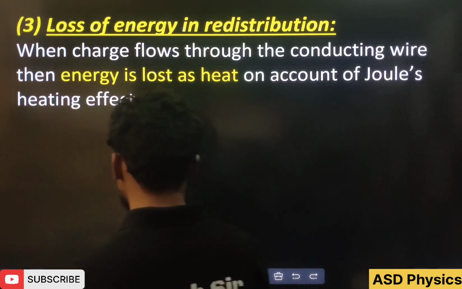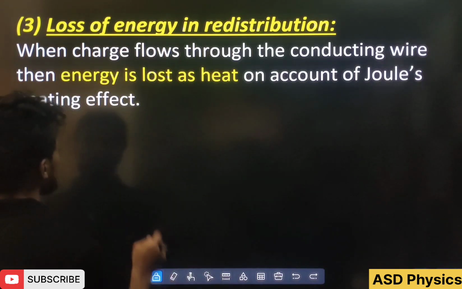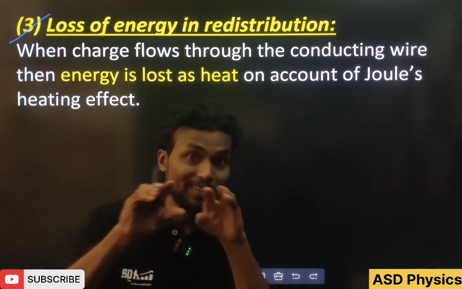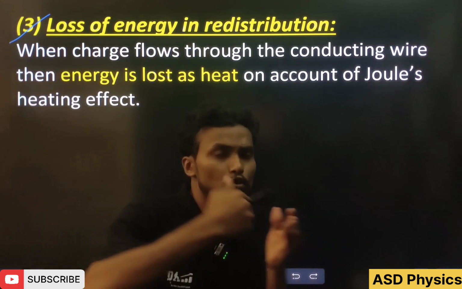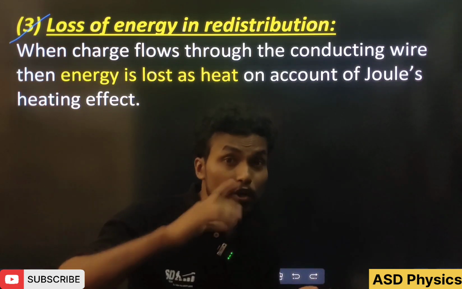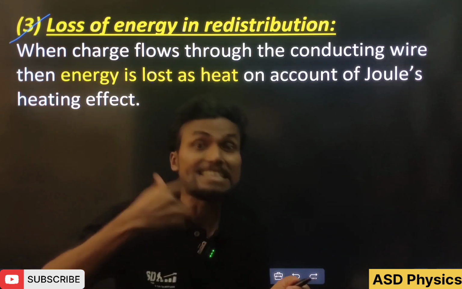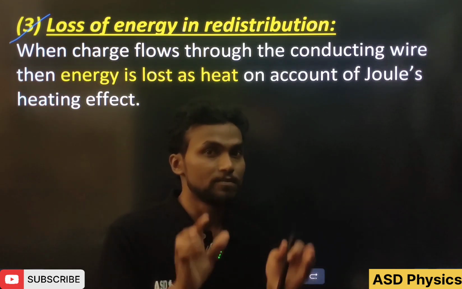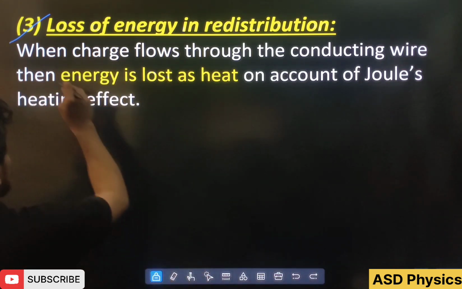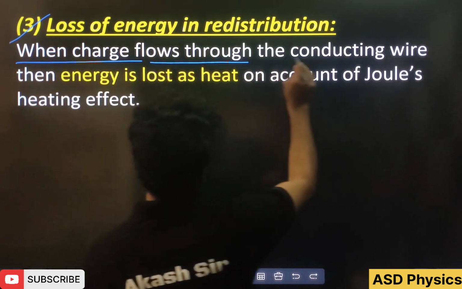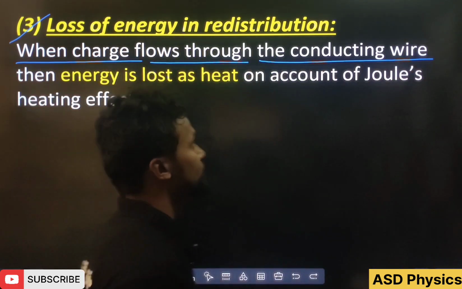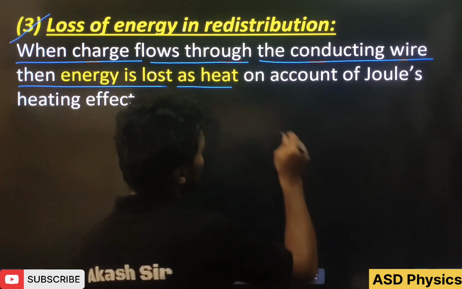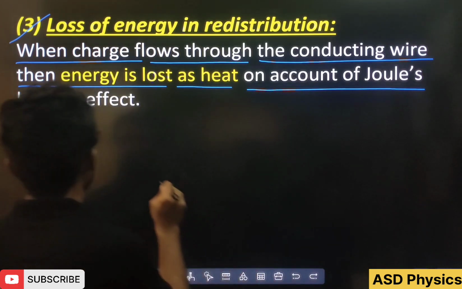So now students, let's see the third one, loss of energy. The moment the conductors are connected by the wire, charges will flow. When the charge flows through the wire, because of Joule's law of heating, the wire will get heated, and in this process some energy will be lost as heat. Now that we are going to see. When charge flows through the conducting wire, energy is lost as heat, as I have told you, on account of Joule's heating effect.